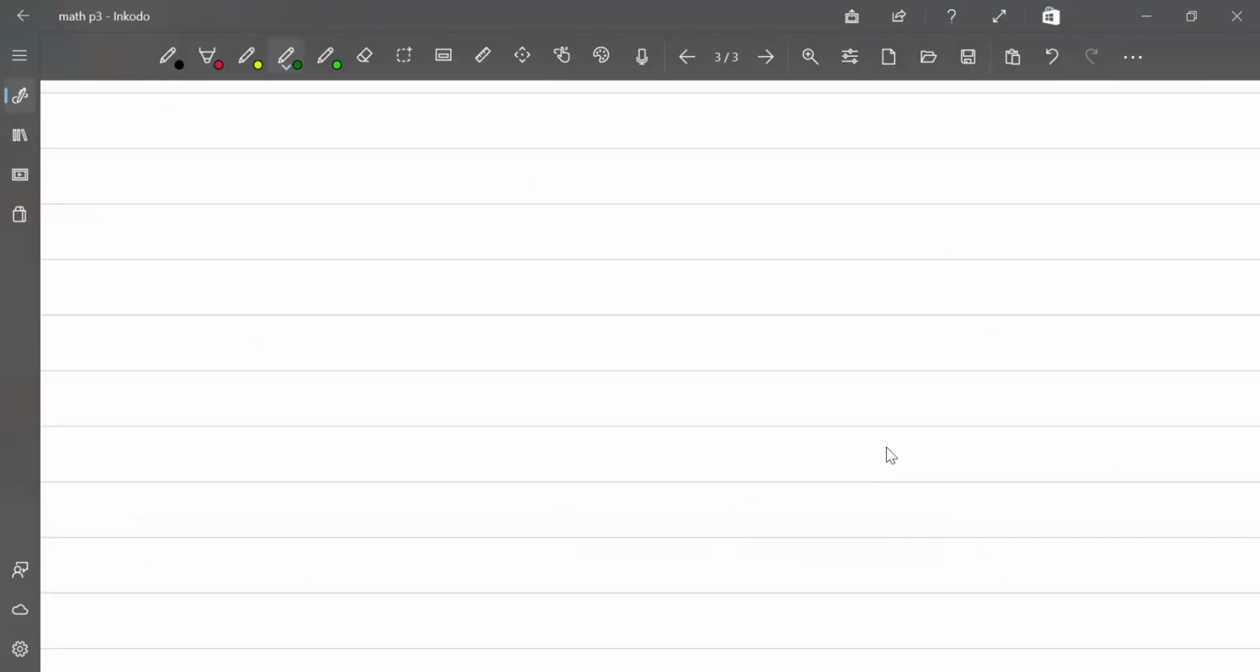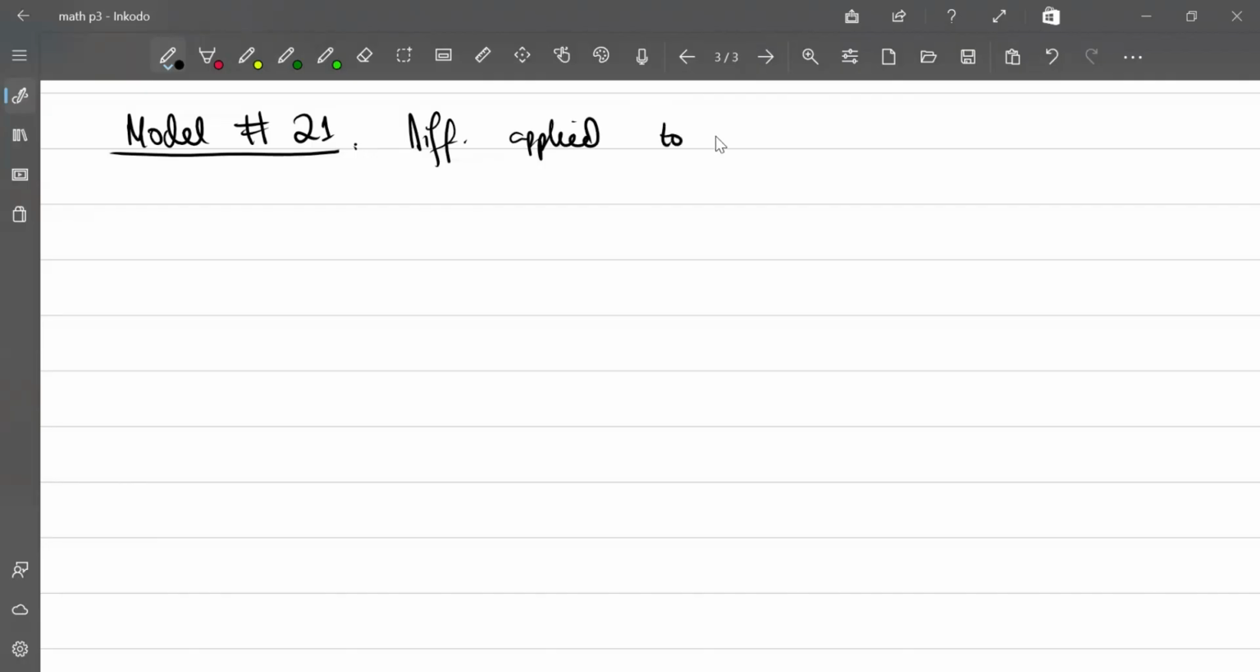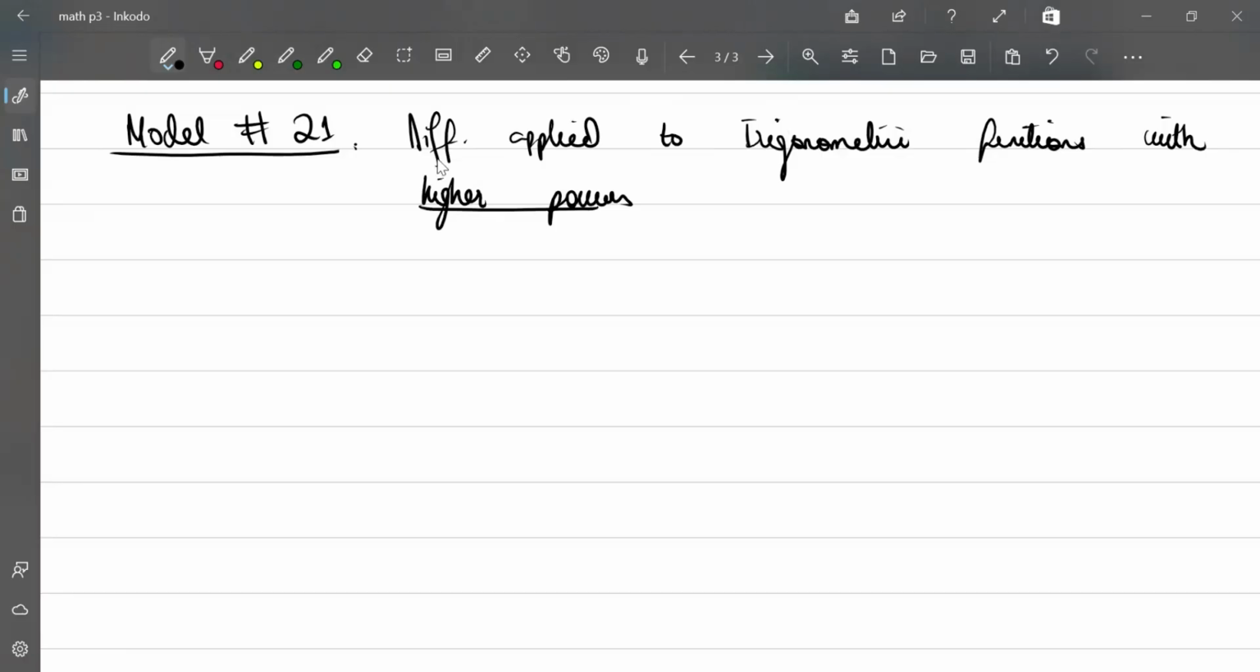Model number 21. Differentiation applied to trigonometric functions with higher powers.